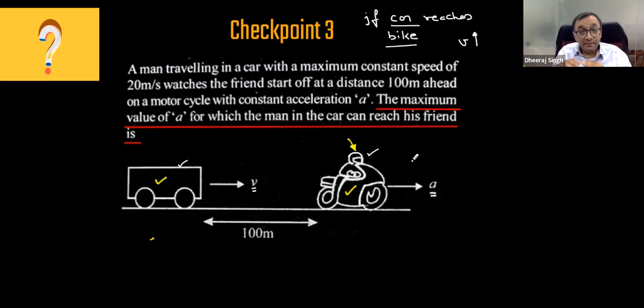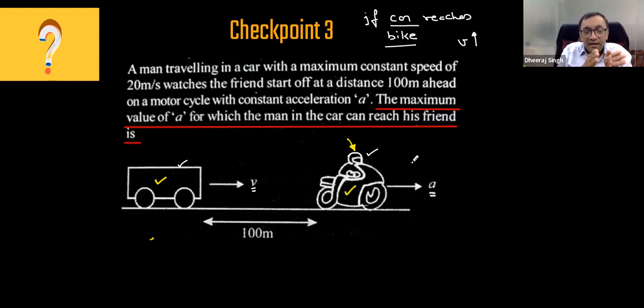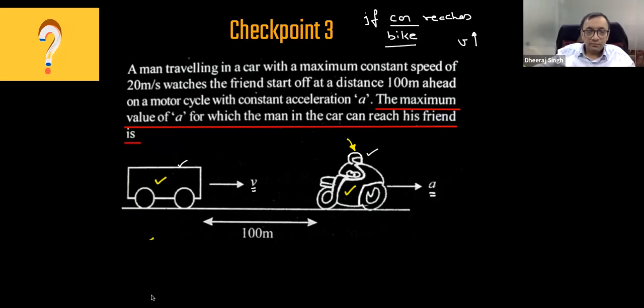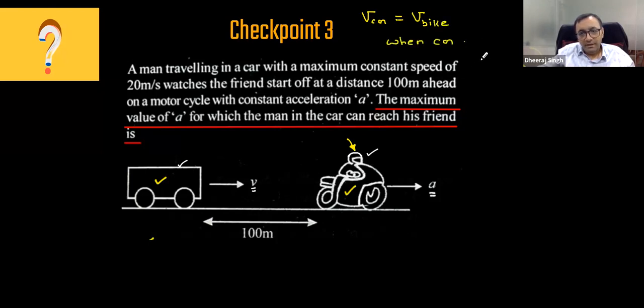So the condition for maximum acceleration is that when the car reaches the bike, both of their velocities match. Okay, because if bike's velocity becomes more than car before car even reaches the bike, then bike will run away. Okay, so is this clear or not? This condition is clear. This has nothing to do with the equations. Again, the condition is that the velocity of the car should be equal to the velocity of the bike when car reaches bike. Okay.